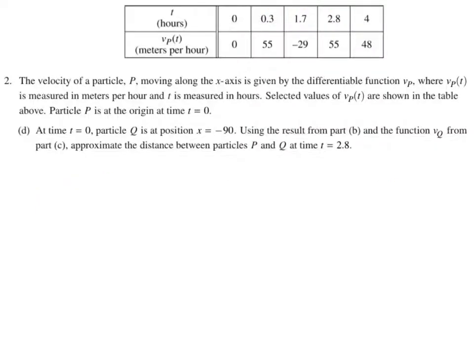All right, for part D, it says at time t equals 0, particle Q is at position -90. Using the result from part B, and the function v of Q from part C, approximate the distance between particle P and particle Q at time t equals 2.8. This sounds complicated at first, but it's really not that bad. We are looking for the distance between the two particles at a given time. Well, in order to know the distance between two things, we need to know where those two things are. In other words, we need to find the position of those two particles at that time.